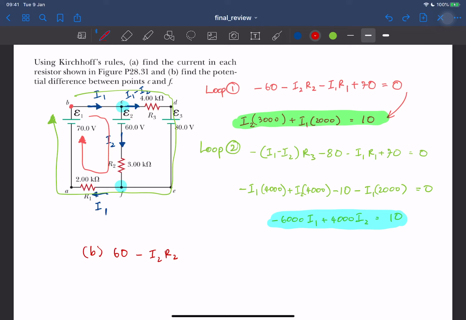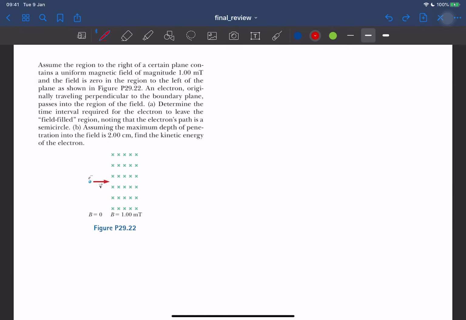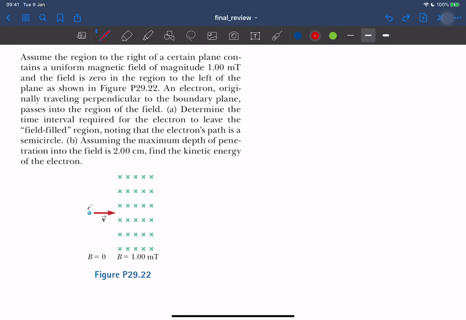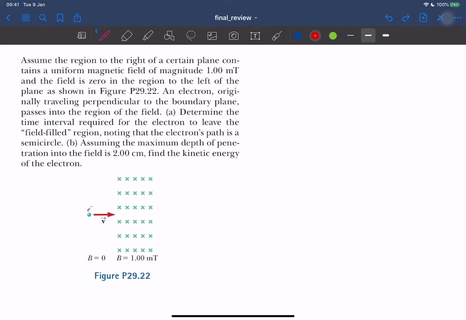Okay, let's move on to the next question. The next question is about magnetic field. So again, I'll give you maybe a few minutes to look at this one.